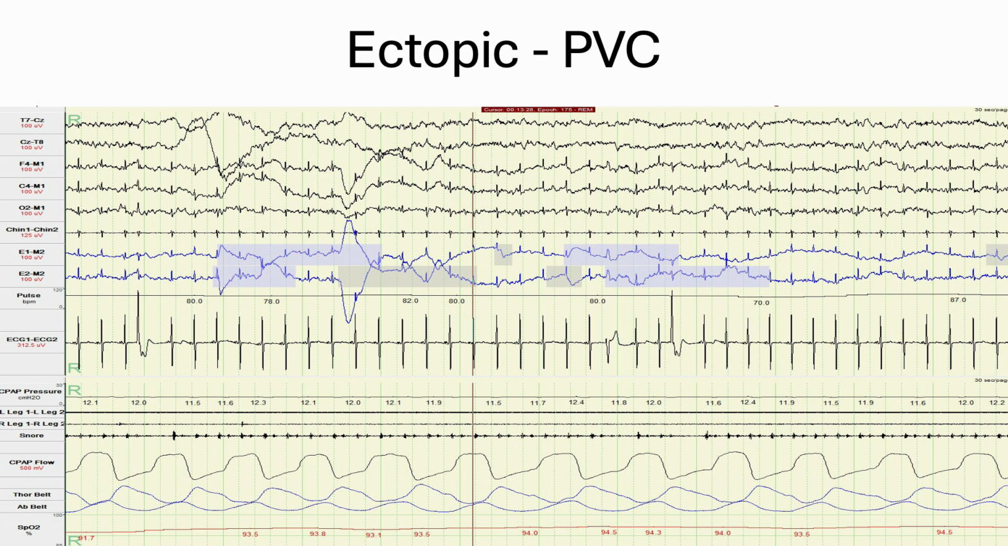Here are some PVCs, premature ventricular contractions. These are from 2 different ventricular locations because we see 2 different forms. Here's one. Here's one. They both look totally different from the beats. These are not PACs. Those usually just look like regular heartbeats.